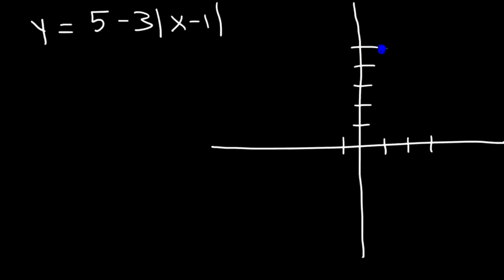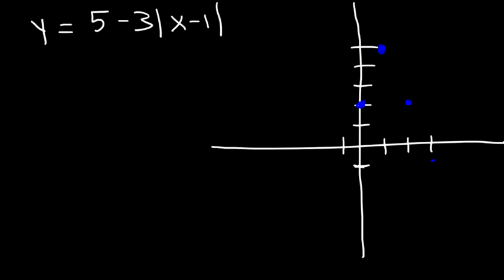So as we travel 1 unit to the right, we need to go down 3 units. 5 minus 3 is 2. So that will take us to the point 2, comma 2. And then 1 to the left, we need to go down 3 units. So that's the point 0, 2. And then if we go one more to the right, we need to go down 3 units. 2 minus 3 is negative 1.